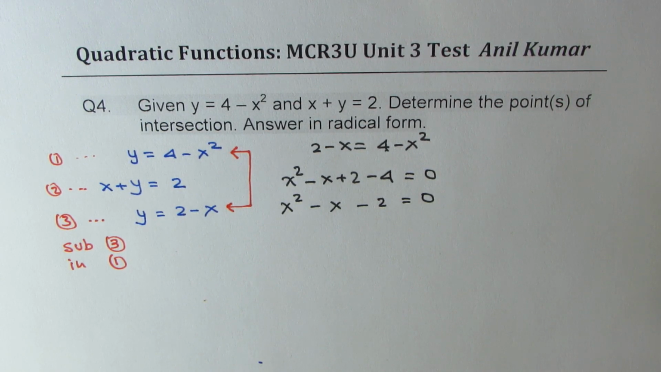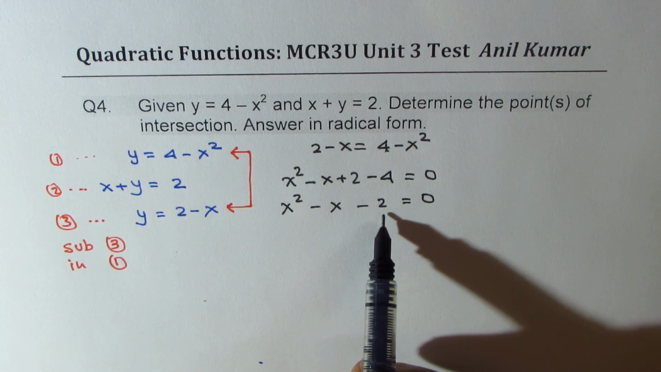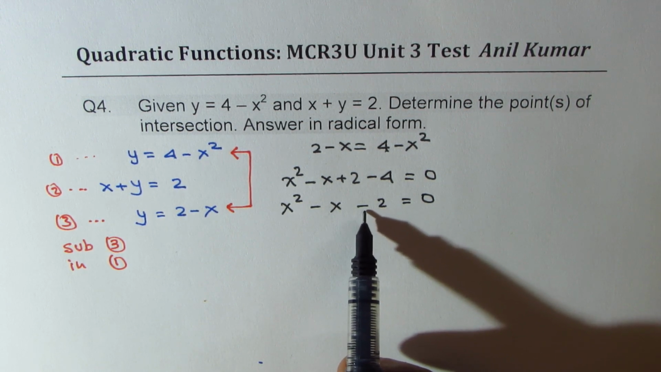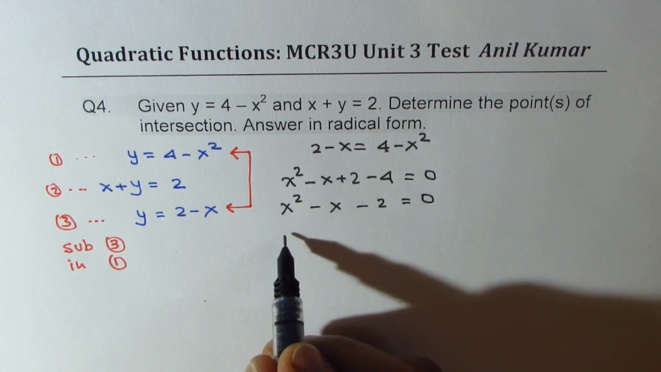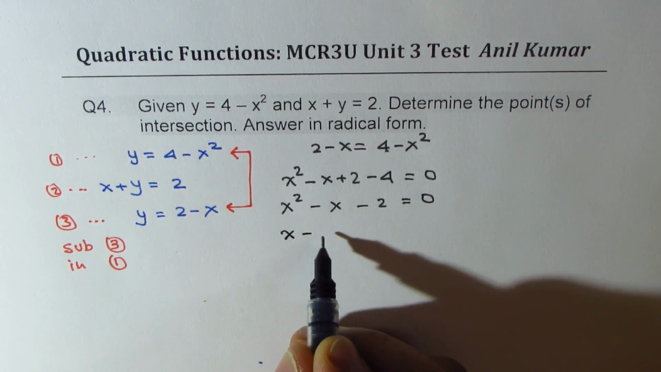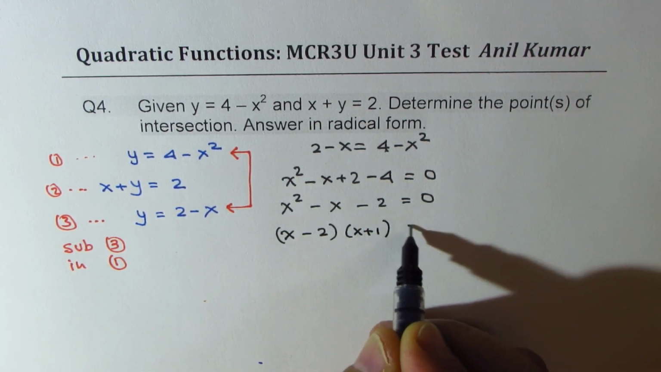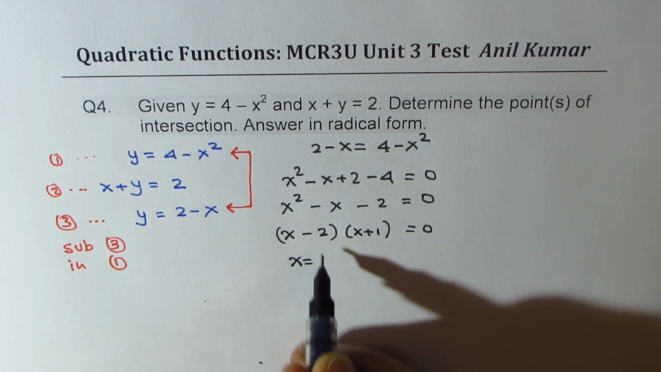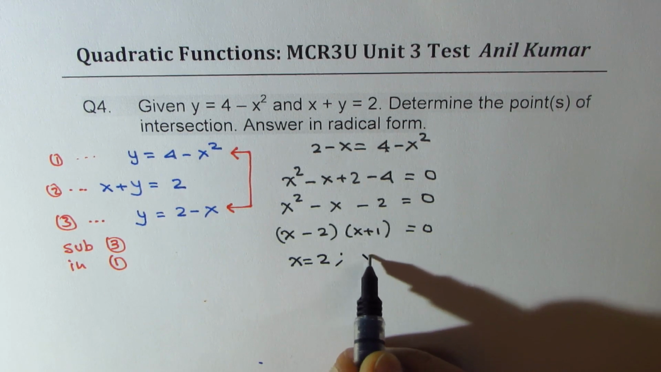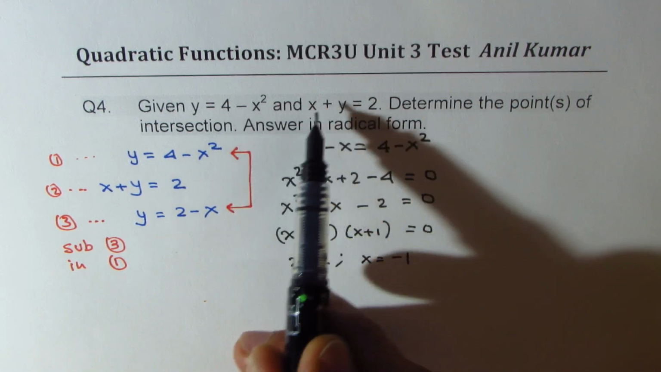Now to factor this, we could take product and sum. So two numbers whose product is minus 2, we want negative 1x here. So it could be x minus 2 times x plus 1, correct, equals 0. So that gives us two values of x. One is x equals 2, the other one is x equals minus 1. So for these two values, we are getting the intersection of those 2 points.